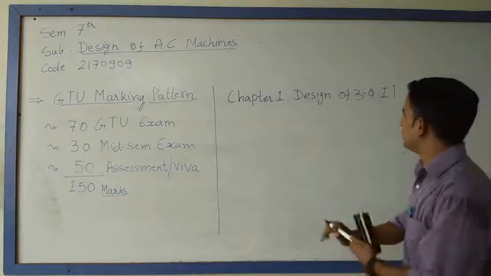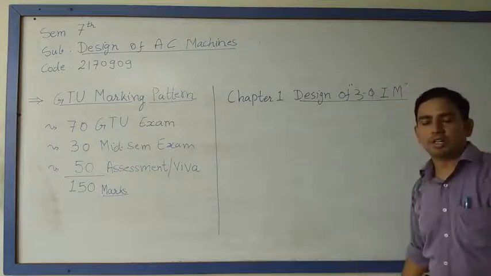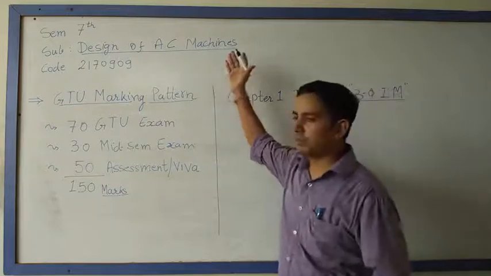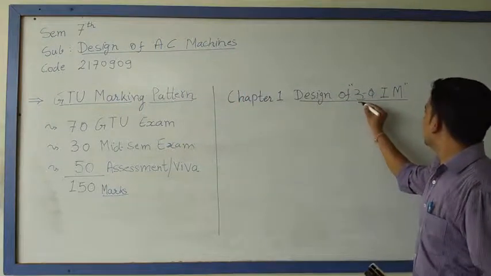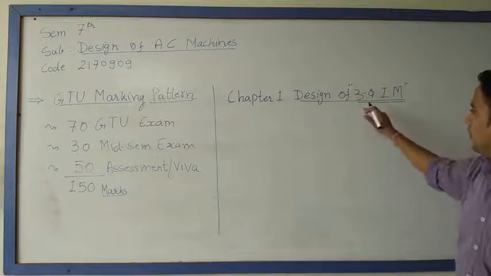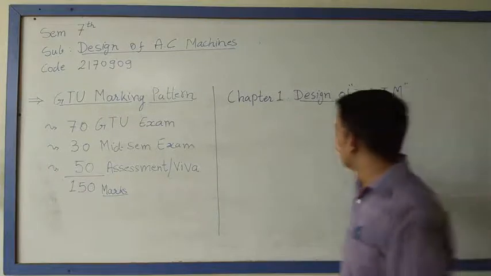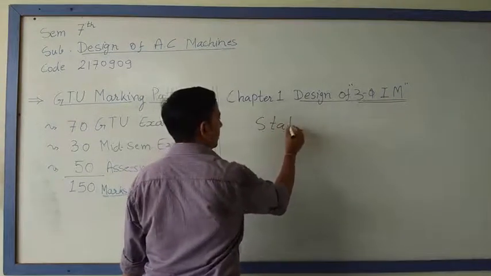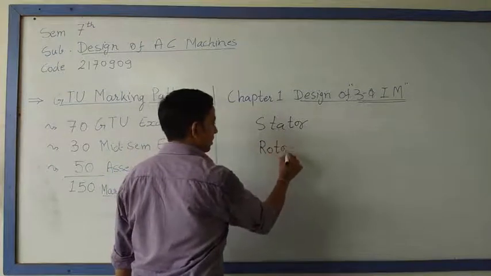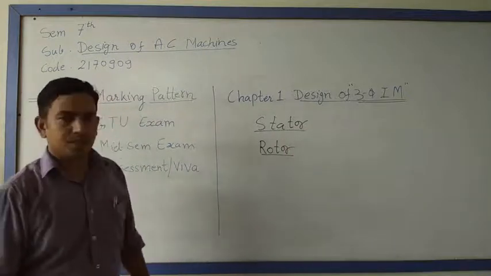In previous semesters, you have learned about the 3-phase induction motor, its construction and its working. Now, in this subject, Design of AC Machine, we are going to design the 3-phase induction motor with electrical components. There are 2 main parts in its construction. First one is the stator, and second one is the rotor. We are going to design these 2 parts of the 3-phase induction motor.